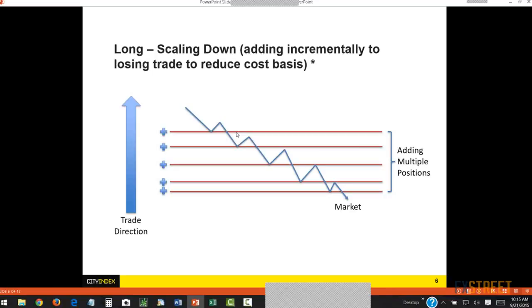Okay, so I've managed to lower my cost basis, or reduce my cost basis incrementally, on this long trade. Let's say it further goes against you, and then you add another trade to go long, and then again you've managed to lower your cost basis even further and further. Some people do this indefinitely until they blow out their whole account.